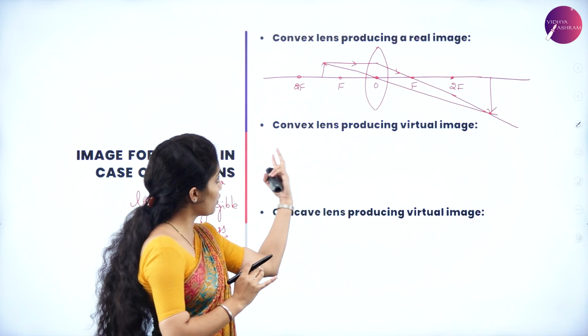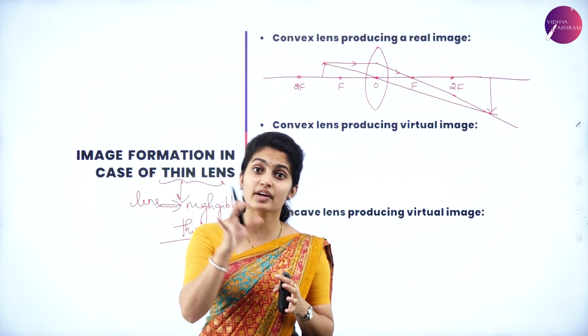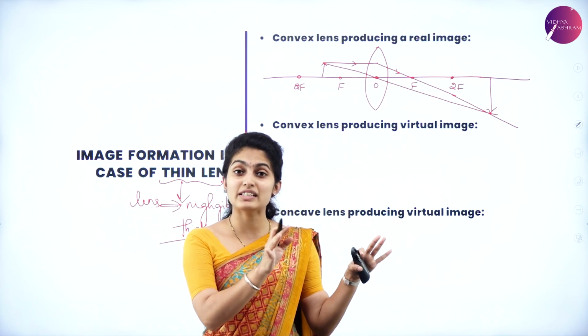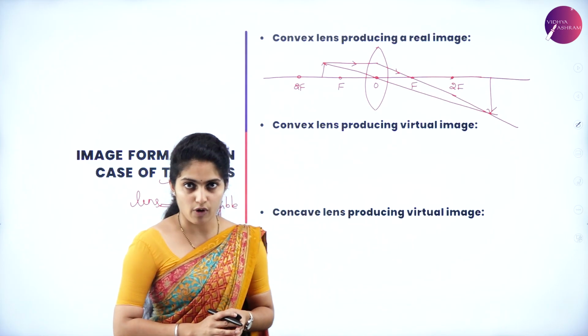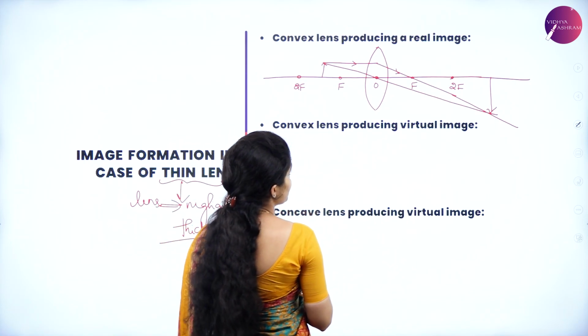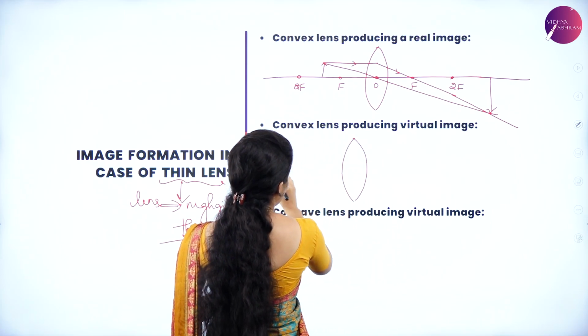Exactly, the rays of light meet at the other side. And sometimes they only appear to meet. That appearance is there, but it is just appearing. That means whatever it forms is a virtual image. Okay. So now, convex lens producing a virtual image, let us check it out.